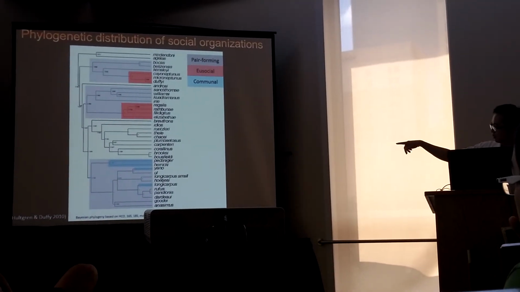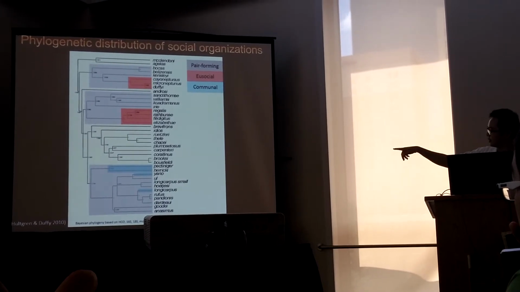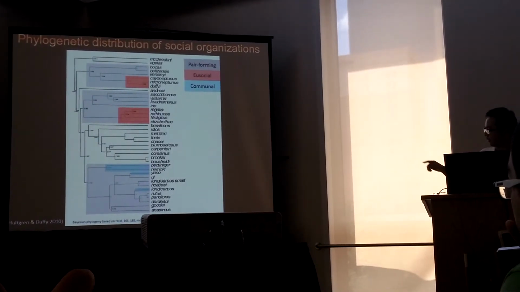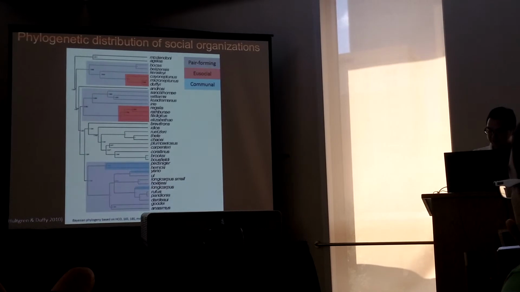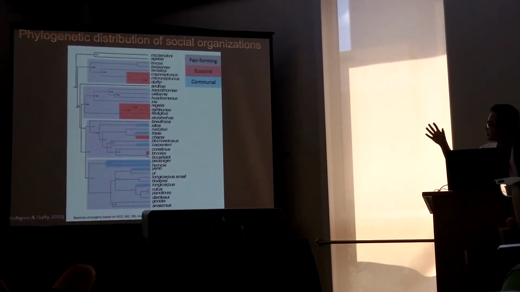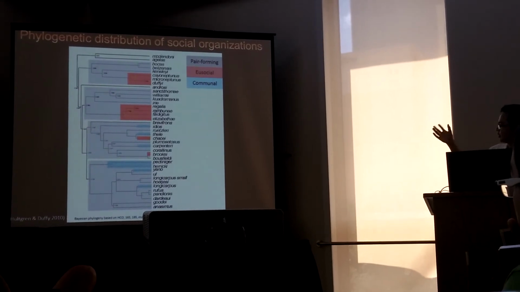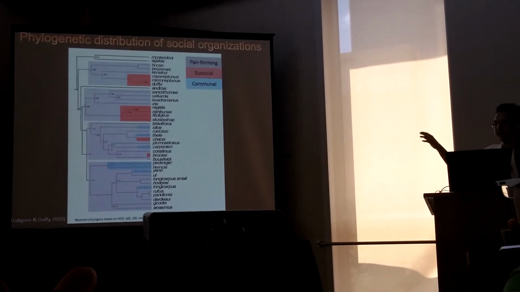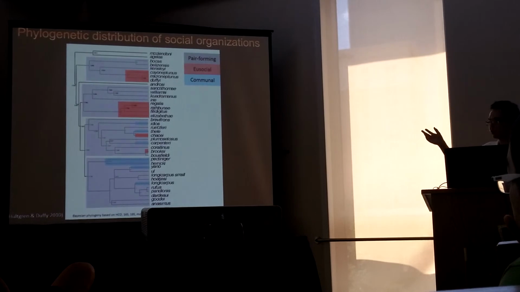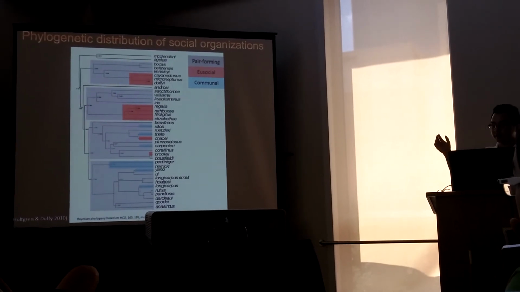But if you look at the bottom clade, you see that communal species are found within the larger clade of pair-forming species. And this middle clade is more complex. You see eusociality and communal species evolve several times, but in none of these cases do we see eusocial species within the larger clade of communal species.